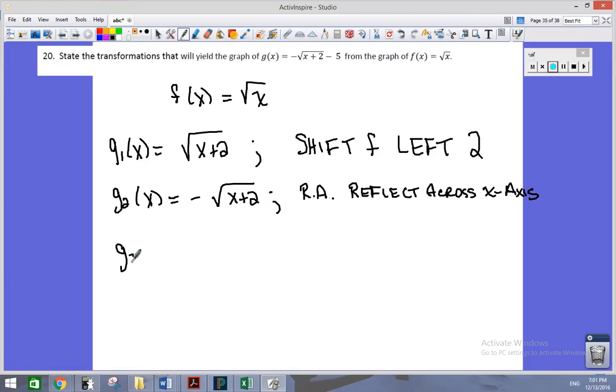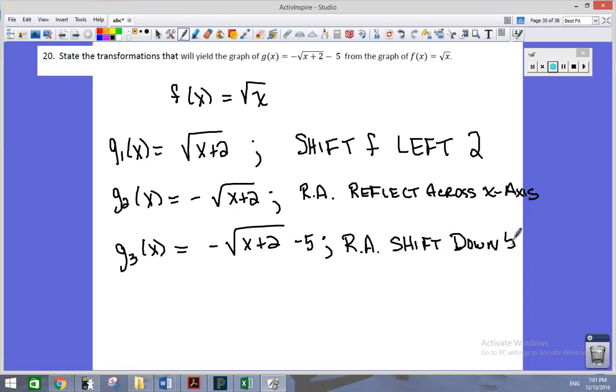All right, so then after that, you've got this graph that's the opposite of the square root of x plus 2, and the minus 5 is using the previous graph, the result above, and you're shifting it down 5 units. So it's a shift down 5 units. And that should get you from the square root of x to this function g that they wanted. So I hope that helps.